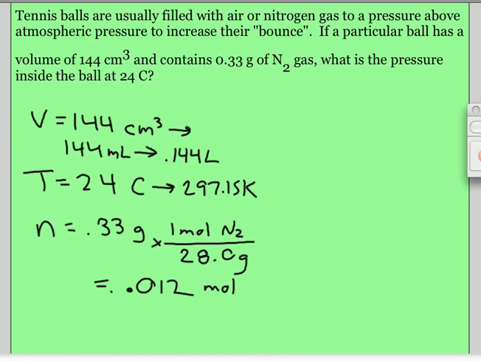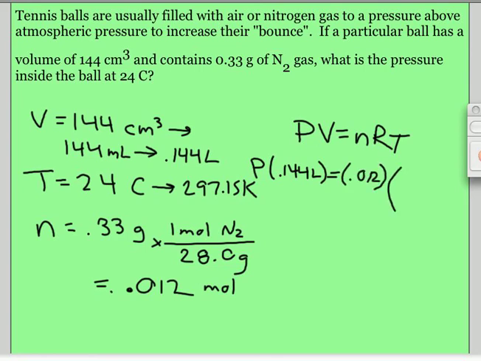So we have n, T, and V. Hopefully we're going to be solving for P. So we have PV and RT. So we don't know P. Plug in for V. We figured out what n is. We have to pick the right R again. And again, R depends on what pressure we want.